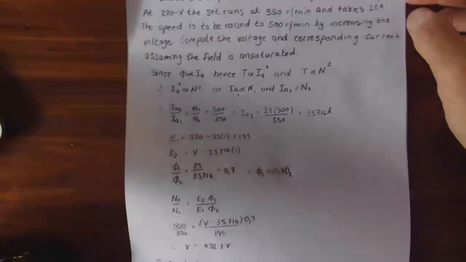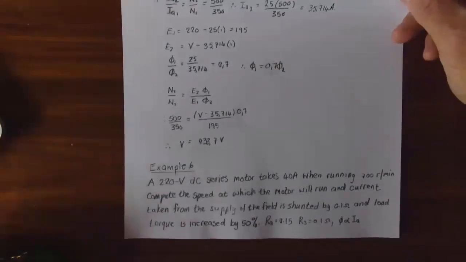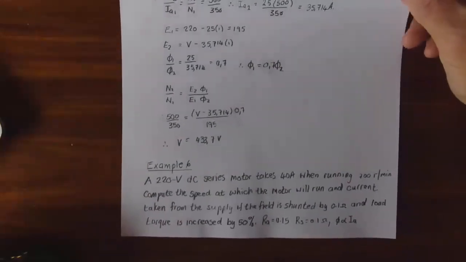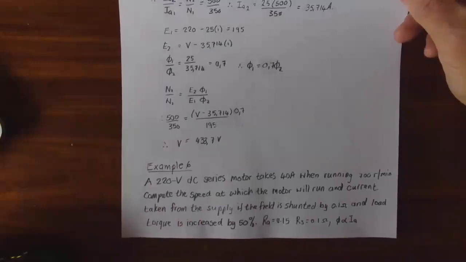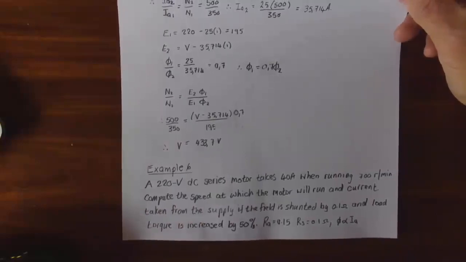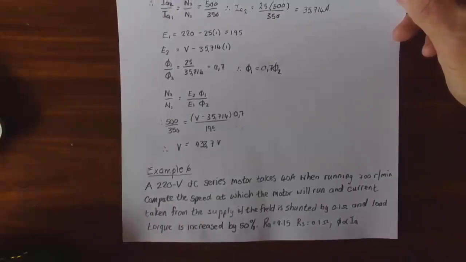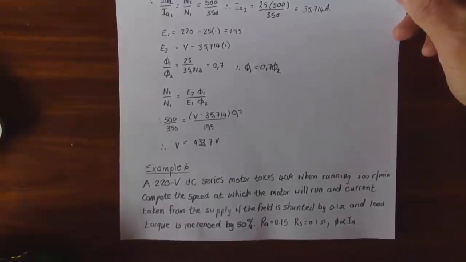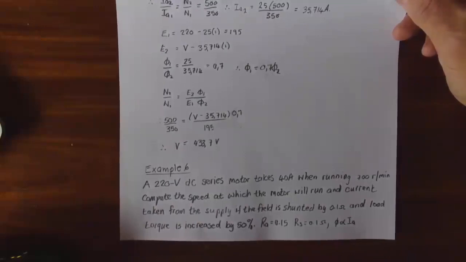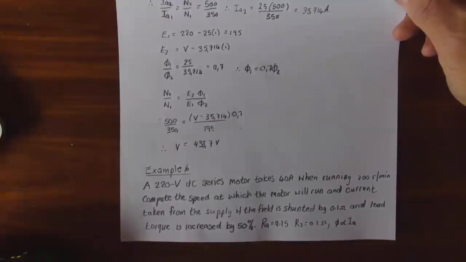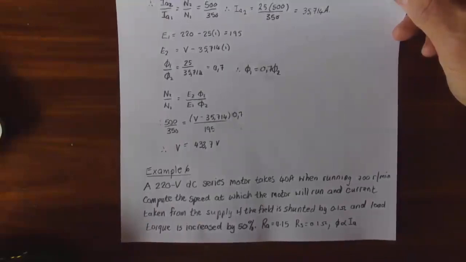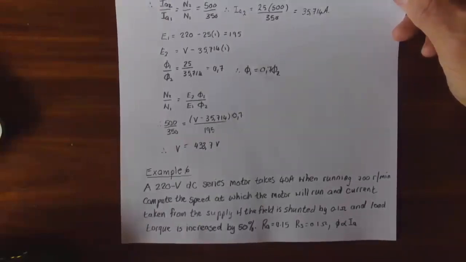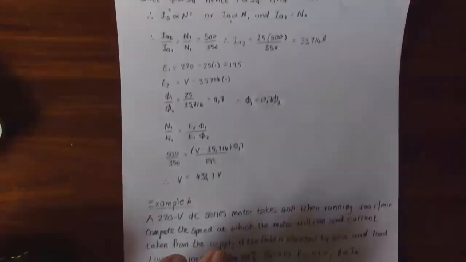Okay, example 6. A 220 volt DC series motor takes 40 amp when running at 700 revs per minute. Compute the speed at which the motor will run and the current taken from the supply if the field is shunted by 0.1 ohm and the load torque is increased by 50%. RA is 0.15, RS is 0.1 ohm, and the flux is directly proportional to armature current.